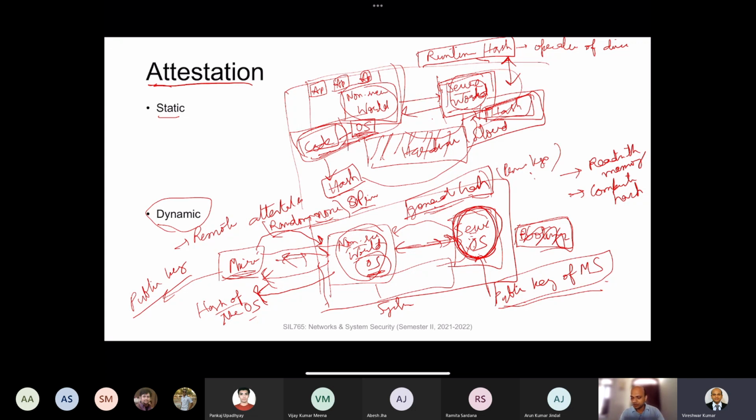So what the secure OS does is it reads the memory corresponding to the OS code, it computes the hash of the current OS that is running on the system, and then it sends that hash to Microsoft. And since Microsoft knows what the hash of this version of the operating system should be, it will be able to figure out whether the received hash from the secure OS corresponds to a correct version of the OS or not.